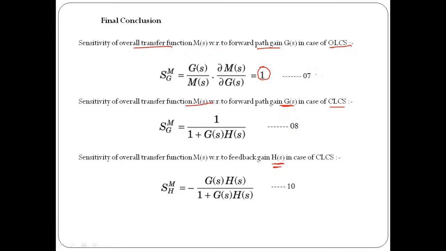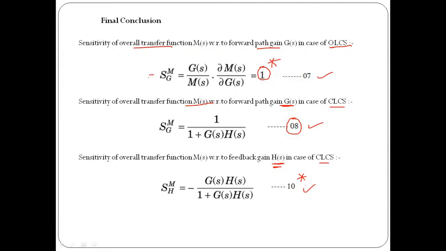So finally, if you compare equation number 7, equation number 8, and equation number 10, which one is the highest? See, the highest value is this. That means open loop control systems are highly sensitive. But after that, this one comes into picture, that means sensitivity of overall transfer function with respect to feedback path gain in case of closed loop control system, and the least possible value will be this one, sensitivity of overall transfer function with respect to forward path gain in case of closed loop control system.